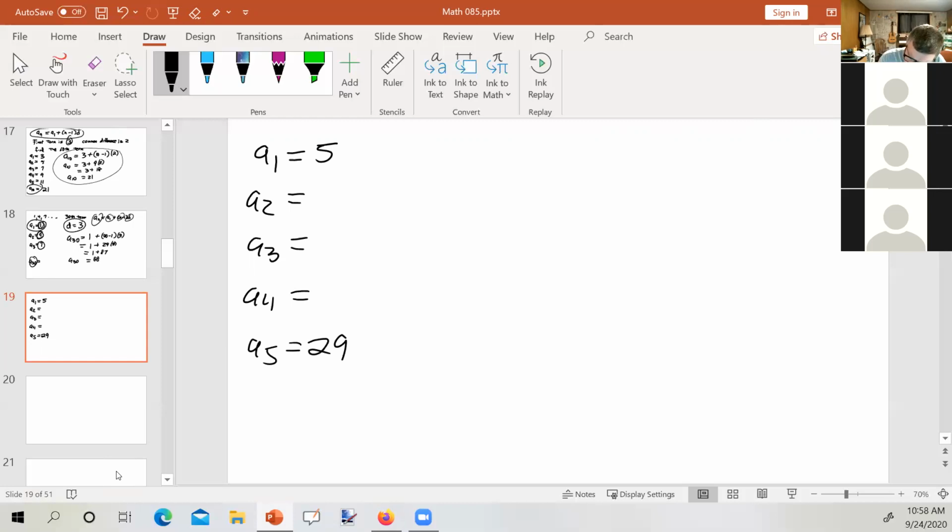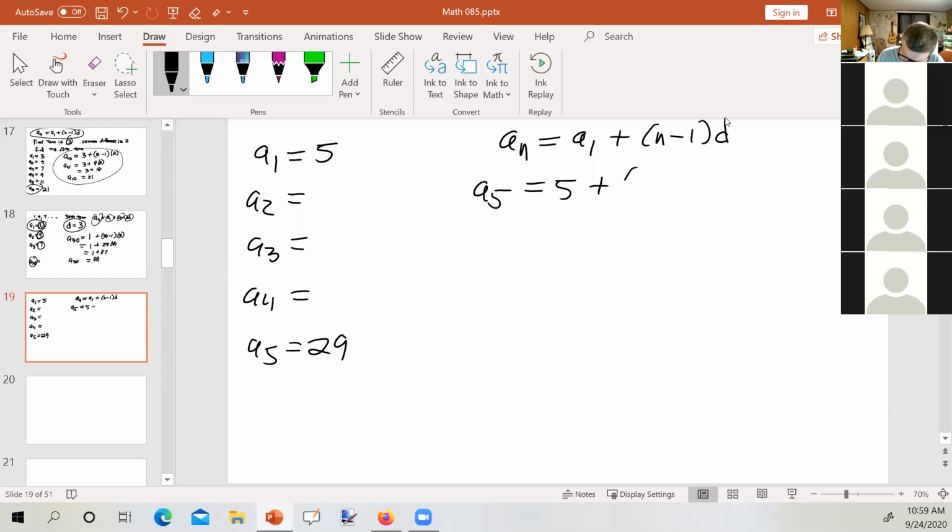Well, let's see. I know that a sub n equals a sub 1 plus n minus 1 times d. I know that a sub n is 29, and I know that a sub 1 is 5, and I know that n would be 5, but I don't know what the common difference is, and I can't easily find it because I can't take a term minus the previous term since I don't have that yet. So let's see what we've got here. We could say that a sub 5 equals a sub 1, which is 5, plus n minus 1, which is 5 minus 1, times d.